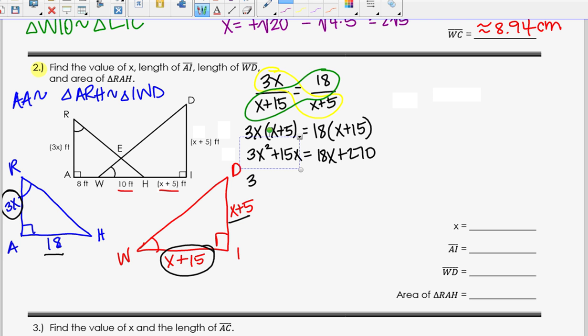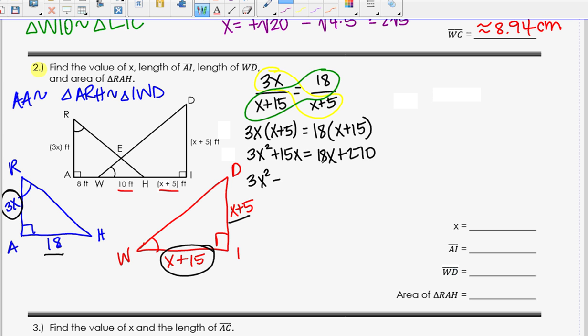So my 3x squared is going to stay the same. If I subtract 18x over to get it out from the right side, that's going to get me a negative 3x. Sorry guys, you know how my computer feels about me. It hates me. Hold on. Hold the phone. There we go. Okay.